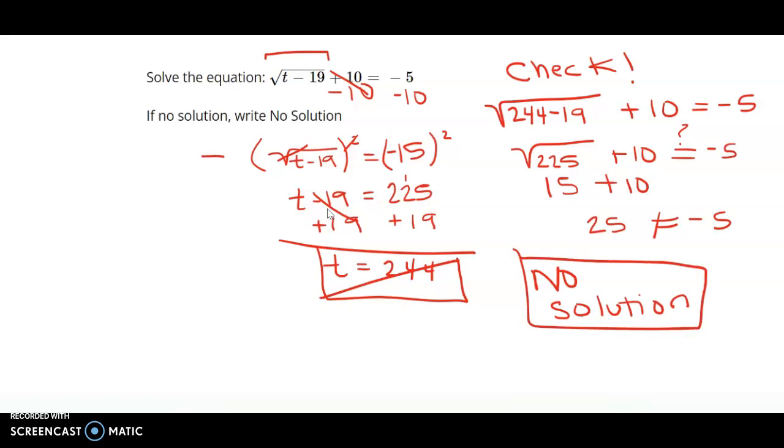Notice this line right here, I'm going to rewrite it from before we squared both sides. Notice it was the square root of t minus 19 equals negative 15. This is where we should have maybe seen a red flag. We know whatever comes out of a square root has to be positive. It's not going to equal a negative number. And so that right there was our hint that this one was no solution. But if you solve it out, it's fine. You just have to check these ones to see if it works or not.